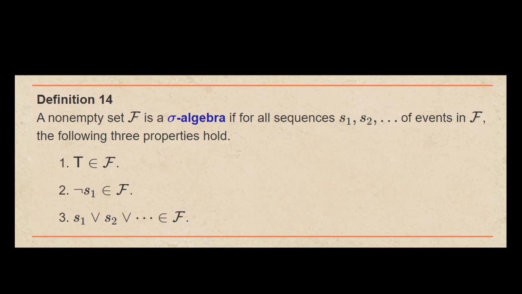If these three properties hold for the collection of events, call the collection a sigma algebra. So a non-empty set script F is a sigma algebra if for all sequences S sub 1, S sub 2, etc. of events in script F, we have the following three properties. First, the true statement is in the set, the negation of S1 is in the set, and S1 or S2 or S3, etc. is in the collection script F.